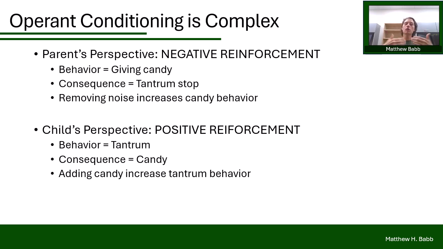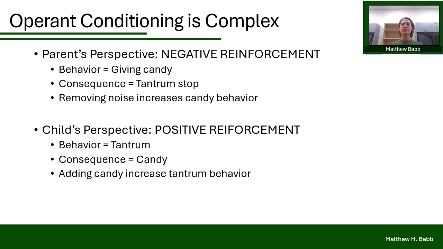They're going to be more likely to give candy in the future because they found as a parent that giving candy stops tantrums. However, what the parent doesn't realize is that what they're actually doing is making tantrums more likely through positive reinforcement. Because if you take the child's perspective, the behavior of a tantrum is resulting in a consequence of candy that the child likes. And so this actually makes tantrums more likely rather than less likely to occur.